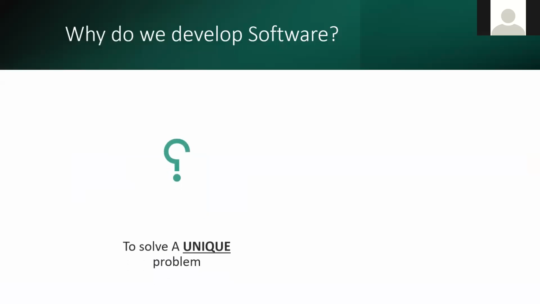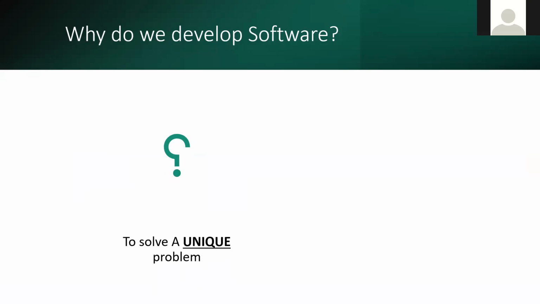So now, as I've already said, why do we write software? A very simple answer is that we write software to solve a unique problem. And this is very important. There are so many problems in the world, and many of them are already solved. So when you sit down and you want to write software, you should make sure that the problem you are solving is unique, so that the solution that you give is unique.